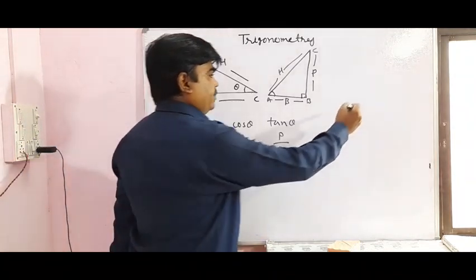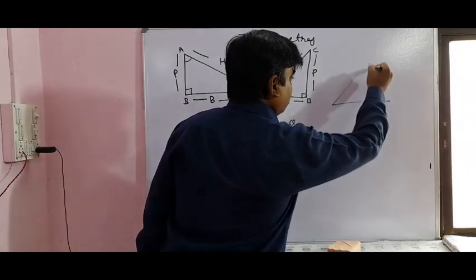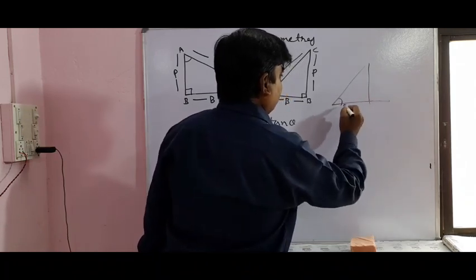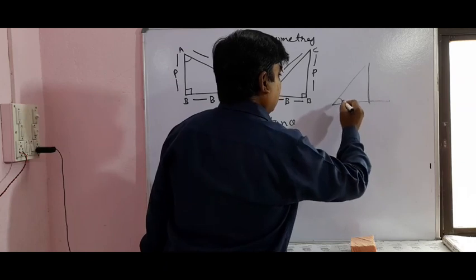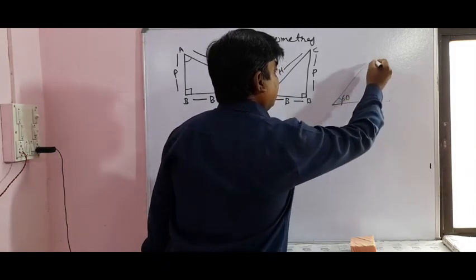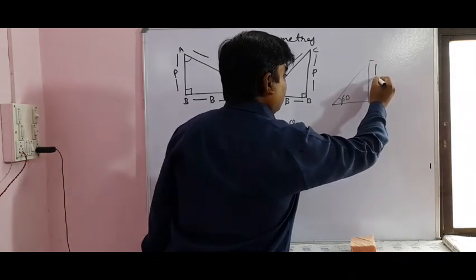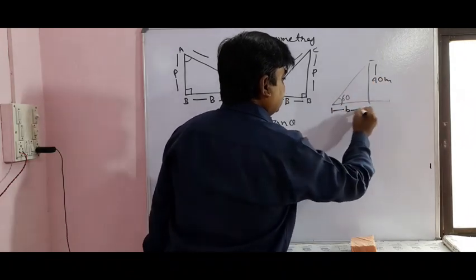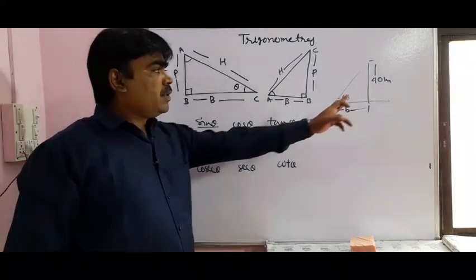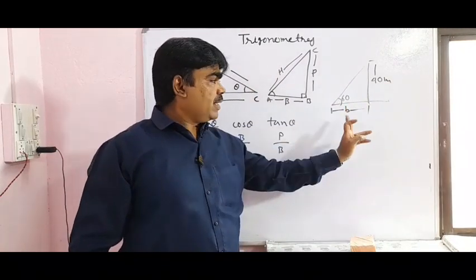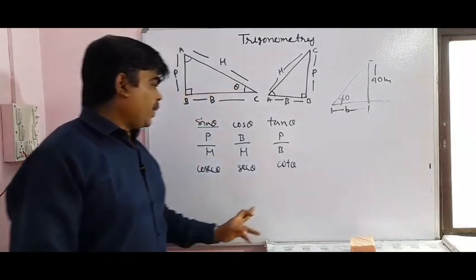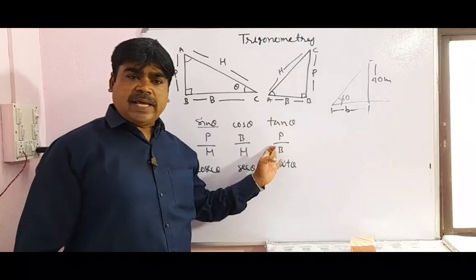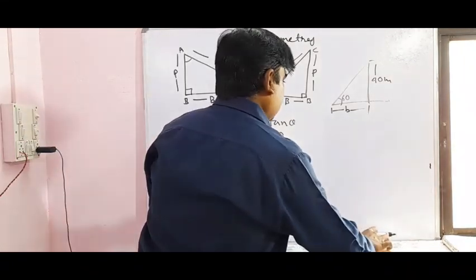For example, if I have this angle and the measure is 60 degrees and the side given to me is 40 meters and we want to find this base. So here perpendicular is given, here is the base, you have to find the base. So perpendicular and base come in tan theta. So we will use tan theta here. How will we use it? Let's check it.